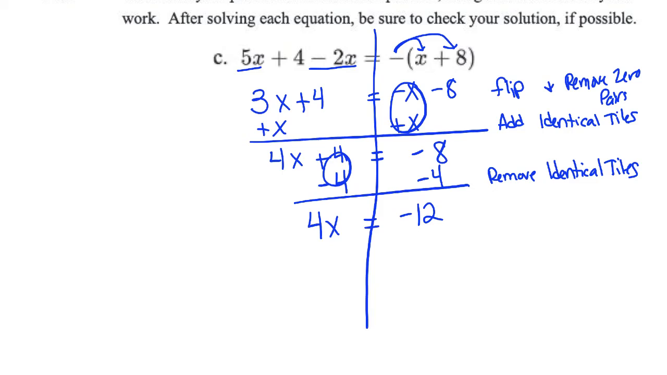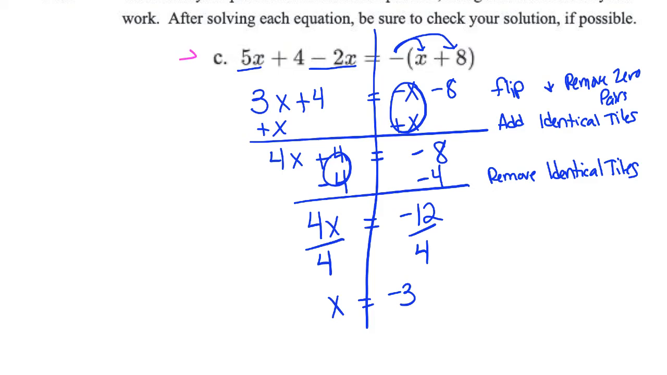I can take my 4 x's and I can divide them evenly into 4 piles. So I'm going to do the same with the other side, divide them into 4 piles. And I get that each x pile is equal to negative 3. So I believe that x is equal to negative 3.